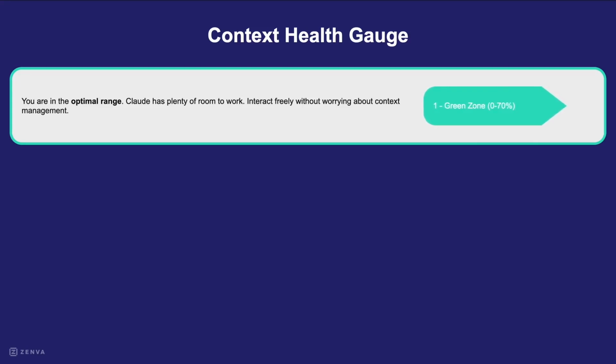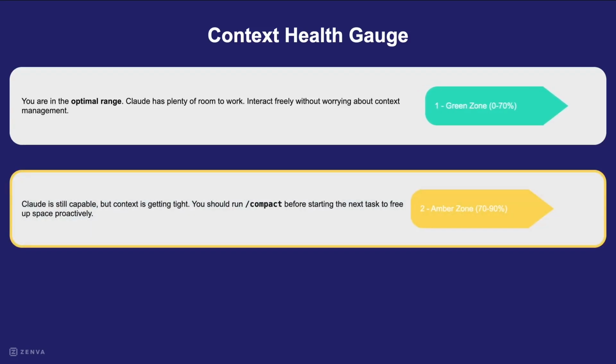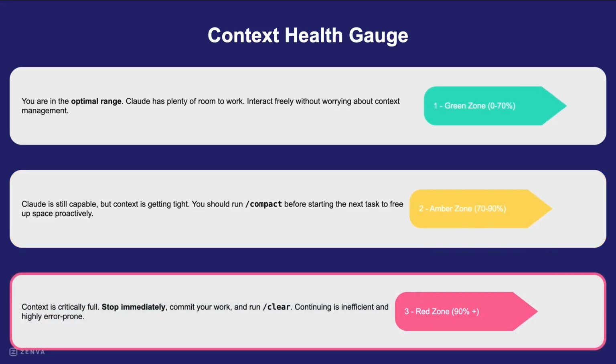This is ideal. Next, the amber zone, 70 to 90%, means Claude can still work, but context is tight. Run the /compact command before your next task to free space. This keeps things smooth. Finally, the red zone, 90% or more, means context is full. Stop, commit your work, and run /clear because continuing is inefficient. Clear your workspace to reset.